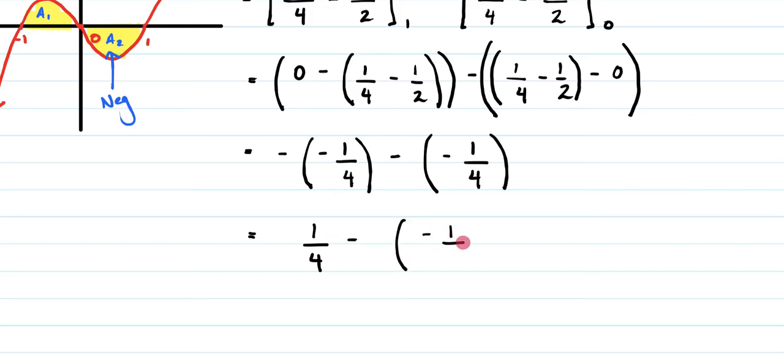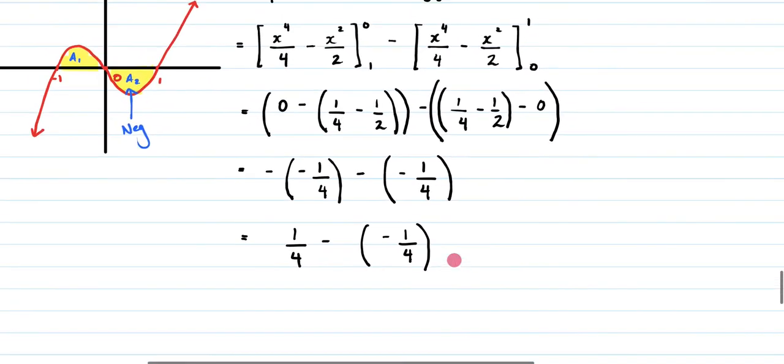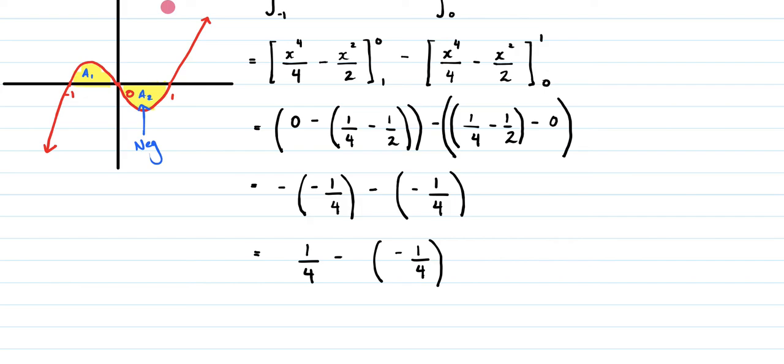And then here, if we just keep this as it is for the time being and just write it like this, the reason why I'm doing this is just to show you that this 1/4 right here corresponds to A1. This region right here would be 1/4. And this one right here, A2, would be negative 1/4. So this right here would be negative 1/4. So the same absolute value, just different signs.